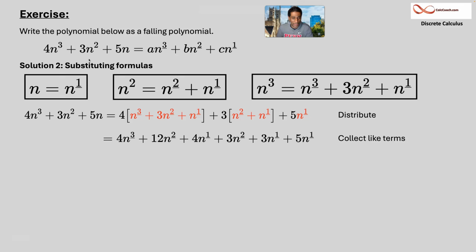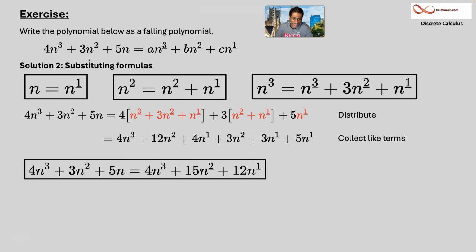4n falling 3, but then 12n falling 2, and then 3n falling 2, so 15n falling 2. Okay, we get the same result as last time, and with less sweat. But it requires you to memorize or have on your note sheet these beginning powers and their representation in terms of falling powers. Now, let's take it one step further.